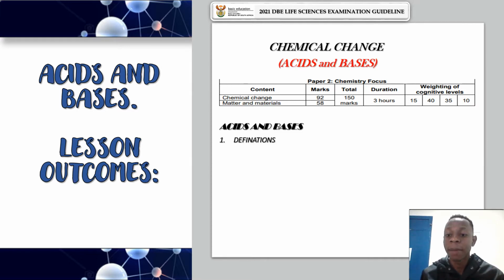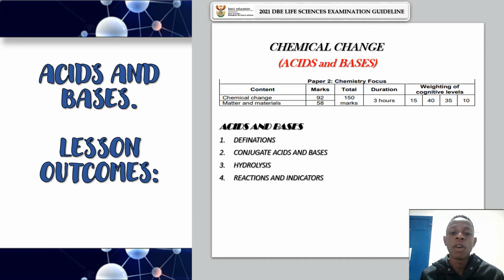We are going to start by looking at all definitions that are associated with acids and bases, because there are many definitions, and we are going to look at all of them and how to explain those definitions without cramming them, but to understand the meaning so that you can apply them even in other scenarios. Then number 2, we are going to look at conjugate acids and bases, how they interact, especially when you are about to do hydrolysis. Then number 3, we'll be doing hydrolysis.